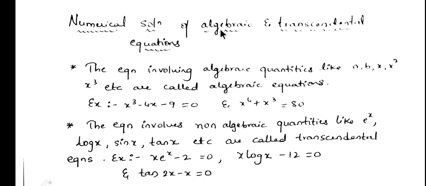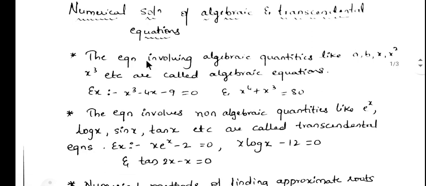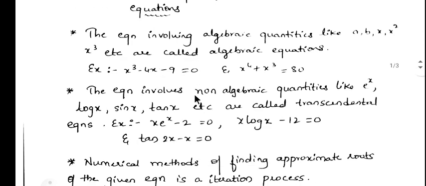First let us know what is meant by algebraic equation and transcendental equation. See here, the equations involving algebraic quantities like a, b, x, x square or x cube, etc. are called algebraic equations. It means that an equation must involve the variables along with the numbers. That is called an algebraic equation. For example, x cube minus 4x minus 9 equals 0.